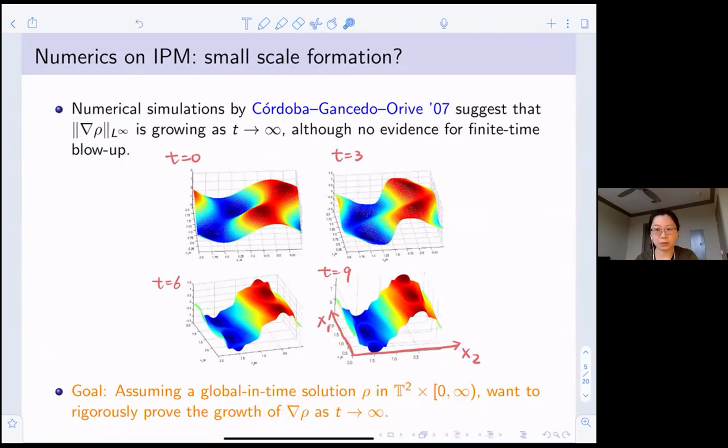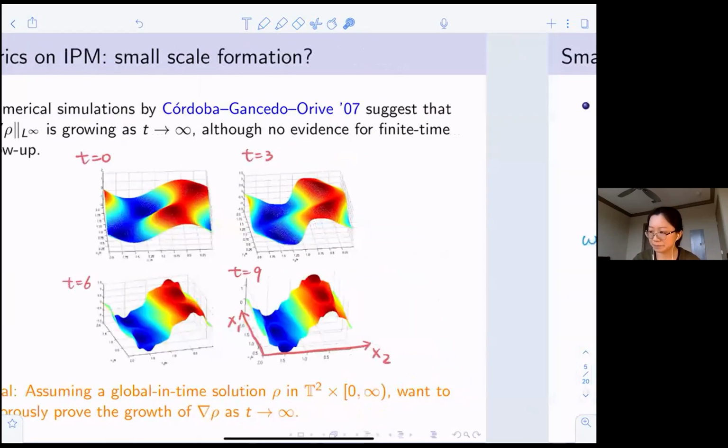the numerical simulation with their blow-up criteria, and they say that there is no evidence for finite time blow-up. So together with Sasha Kiselev, our goal is that, well, we were not able to prove whether the solution can blow up or not in finite time. So that was still open. And what we would like to do is that, assuming there is a global in time solution, we want to rigorously prove that there can indeed be small scale formation as time goes to infinity.